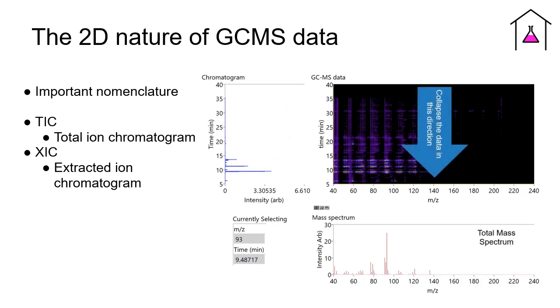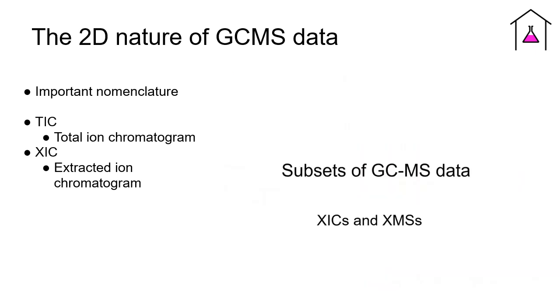Another less common view is called the total mass spectrum, and that's what happens if we collapse the 2D dataset in the other direction, basically summing up all the intensities in all mass channels irrespective of when they were recorded in the chromatogram. Now, having collected our large 2D GCMS dataset, there are two common ways we can extract information out of that. One of them is known as the extracted ion chromatogram, or XIC, and another one is the extracted mass spectrum. So let's look at how we derive those from a 2D GCMS dataset.